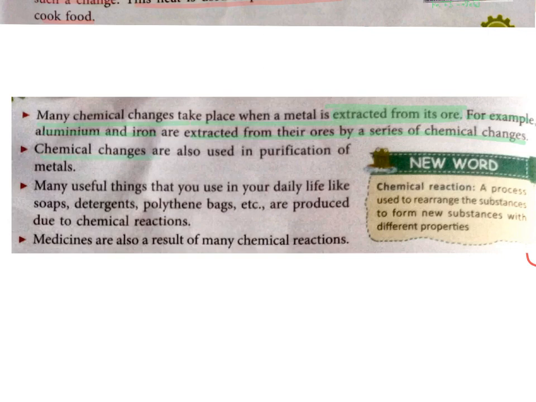Next, chemical changes are also used in purification of metals. Many useful things that you use in daily life, like soaps, detergents, polythene bags, etc., are produced due to chemical changes. Medicines are also a result of chemical changes. Let's see a new word, chemical reaction. A process used to rearrange the substances to form new substances with different properties is called a chemical reaction.